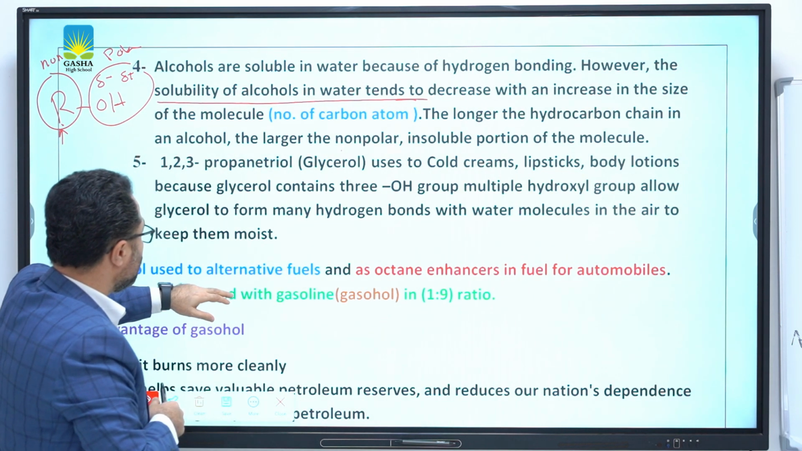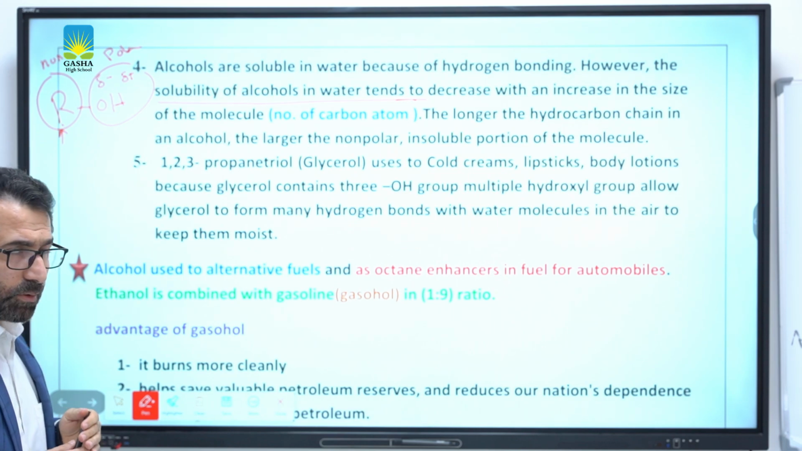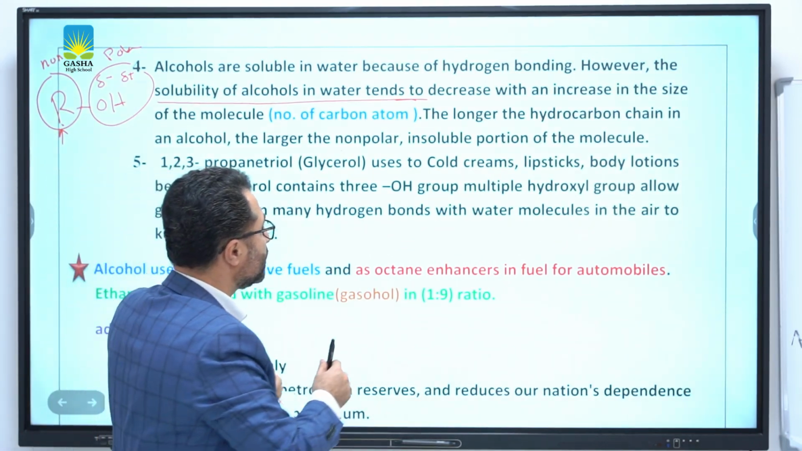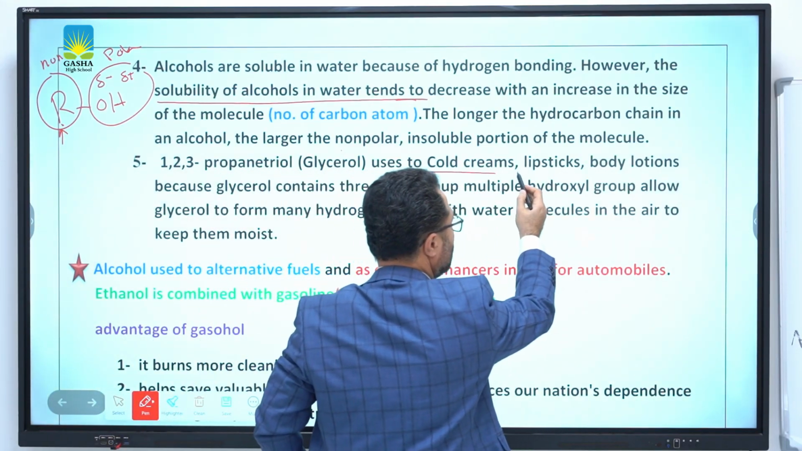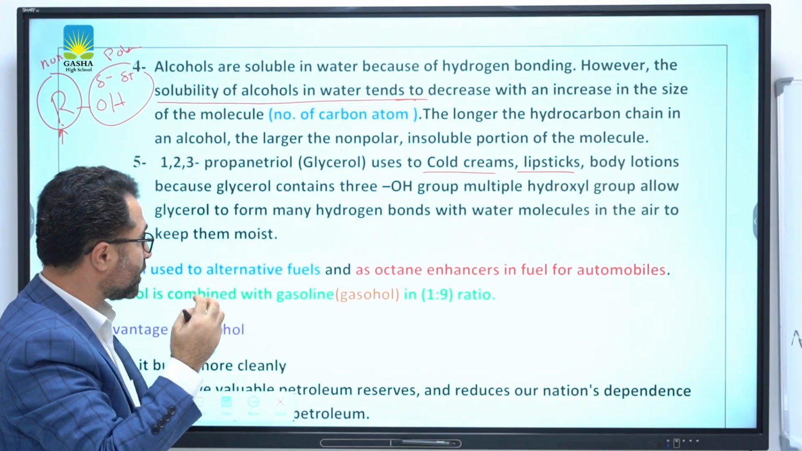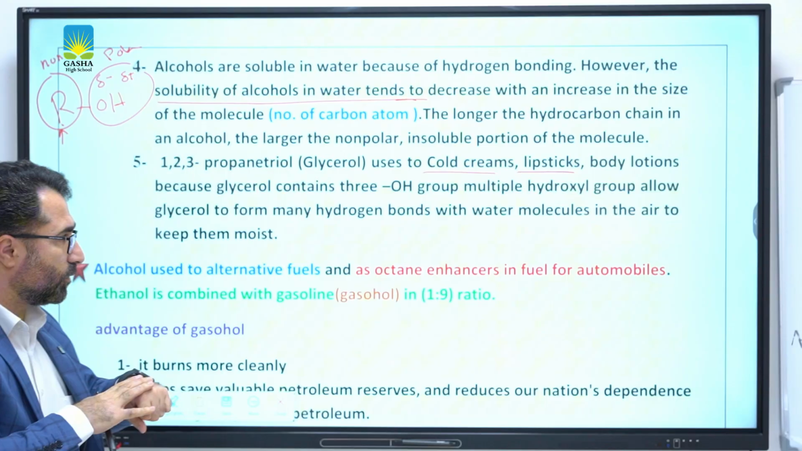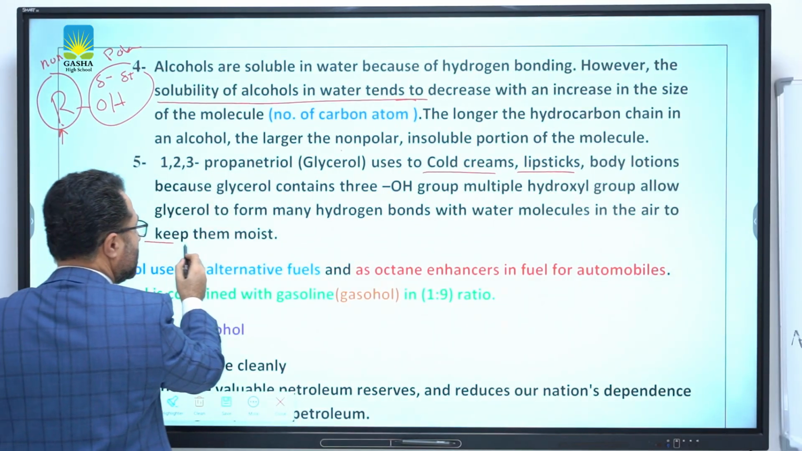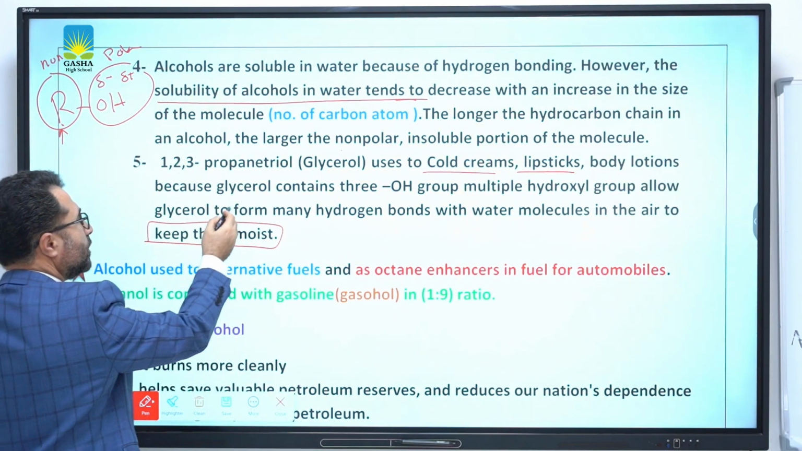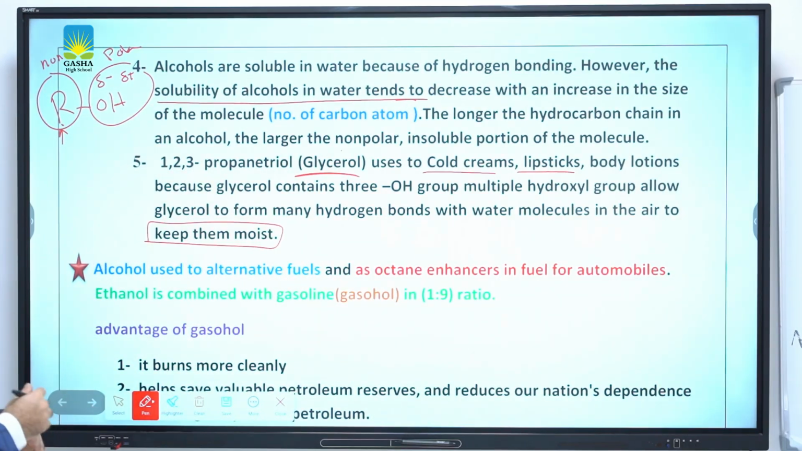The other property is 1,2,3 propane triol, which is known as glycerol, used in what? In cold cream, lipsticks, and body lotion. Because it can absorb or attract the water molecules in air to the skin and keep the skin moist. So all glycerol compounds act as moisturizers, because they keep skin moist.